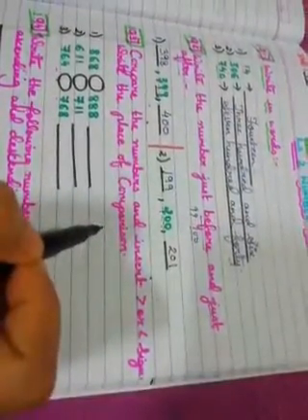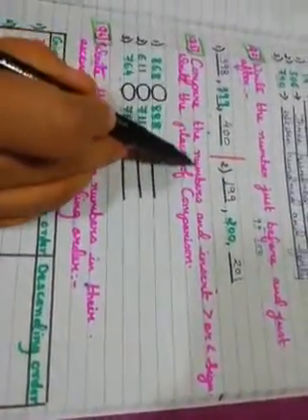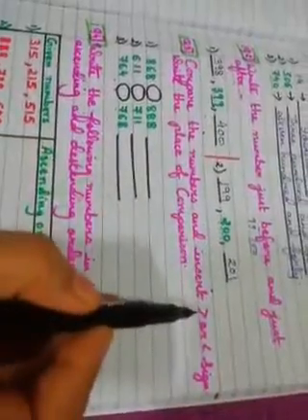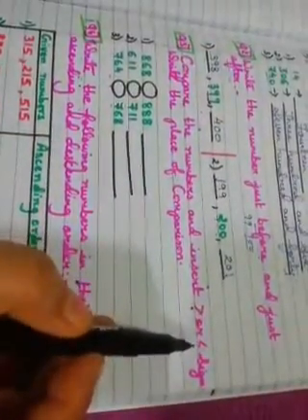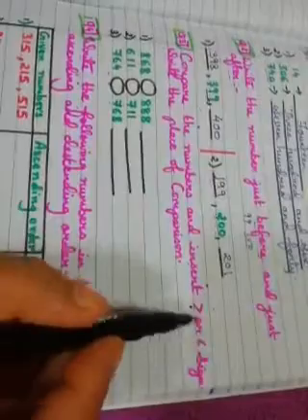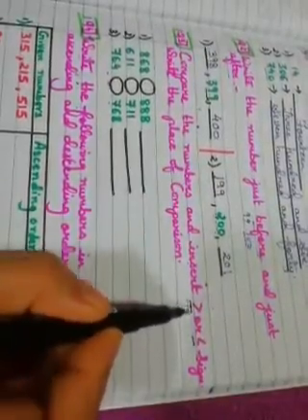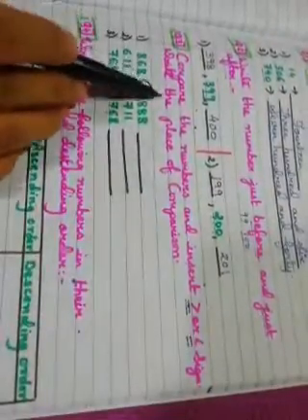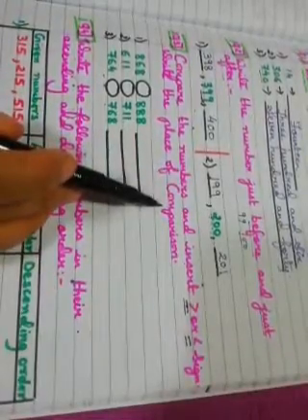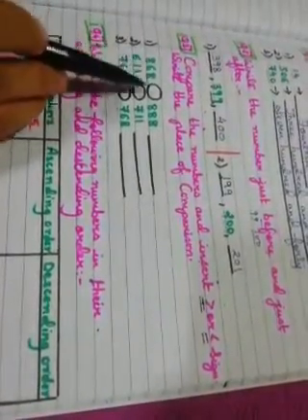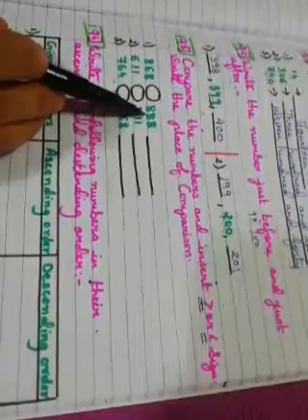Okay. Question 3. Compare the numbers and insert greater than or smaller than sign. See, these two symbols you have to put. Write the place of comparison. Okay. So now, first one, 868 and 888. Two numbers are there and both are 3-digit numbers.